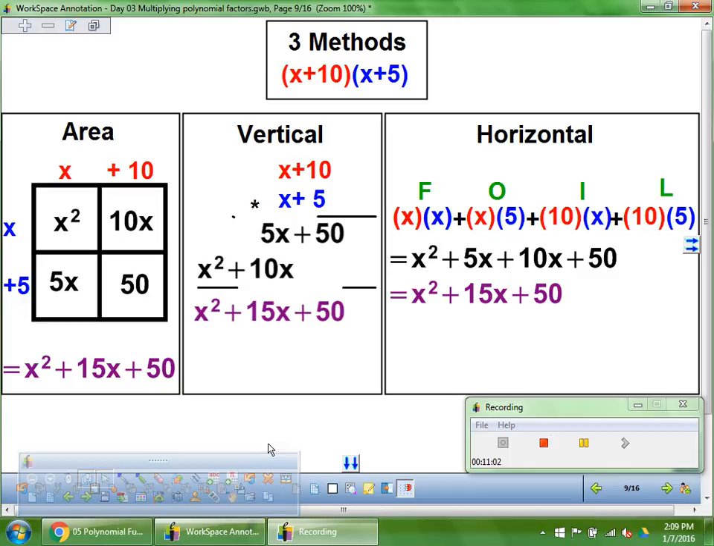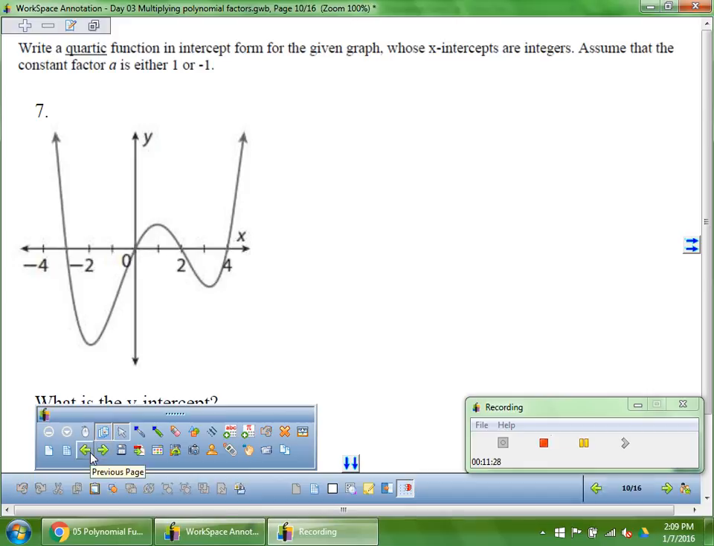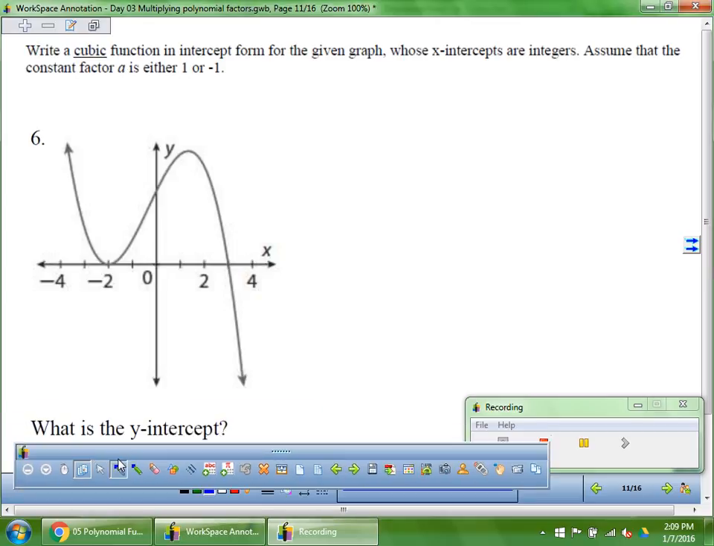Okay? I'd like to take a little vote and see which method you like best. So, hold on. We're going to raise our hands. Who likes the box method? Not that many. How many people like FOIL? No? How many people like vertical? Okay. Does the vertical get hard though when you have more? It doesn't really get any harder. It just gets longer, but not any harder. Okay. We're going to move on to this first problem. So, we have a cubic function. Does it have any double roots?